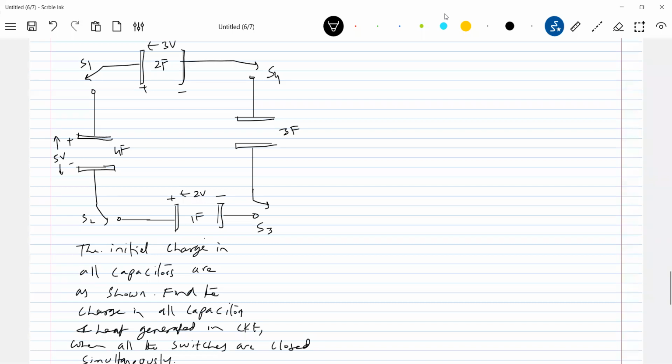Few are having charges, few are not having charges. Let's call this capacitor. So we'll call charge Q1, minus Q1. This Q2, minus Q2. Let this be Q3, minus Q3. So initial charges first we'll calculate.